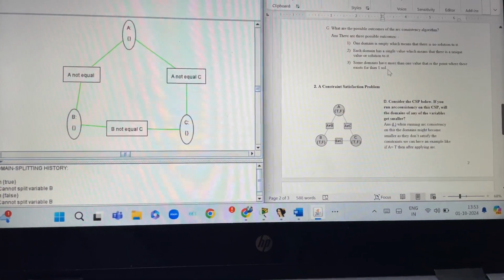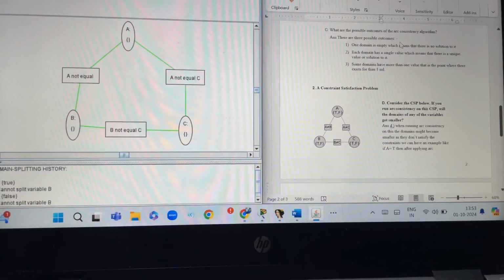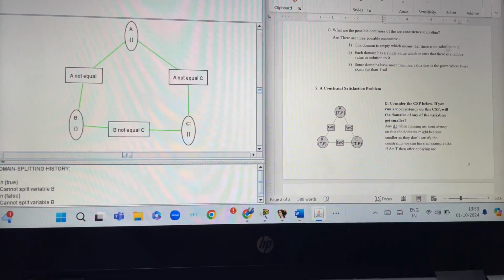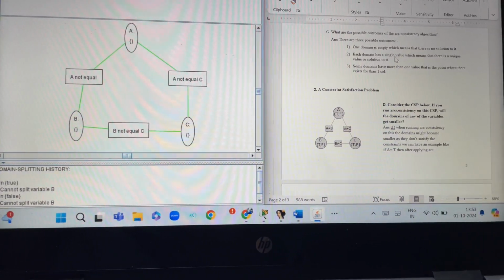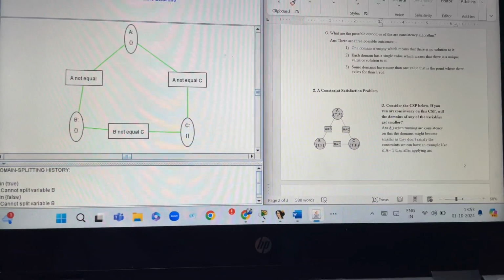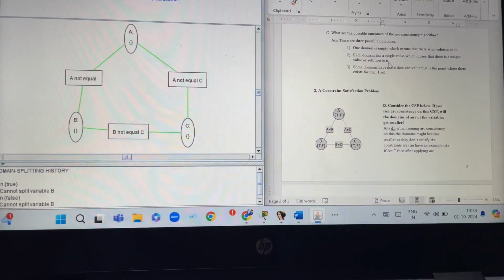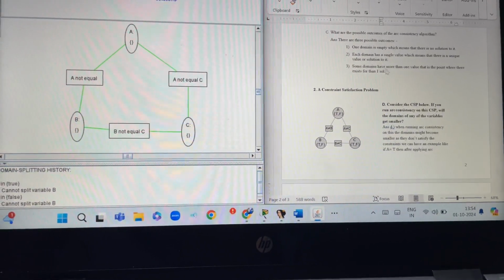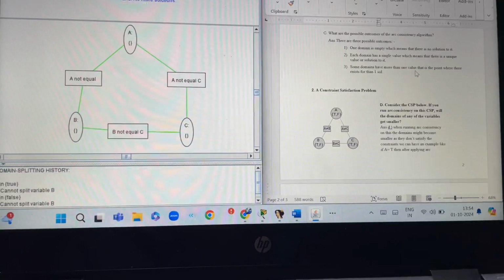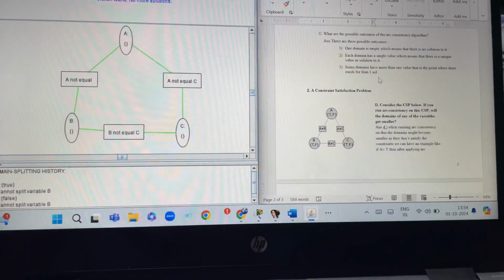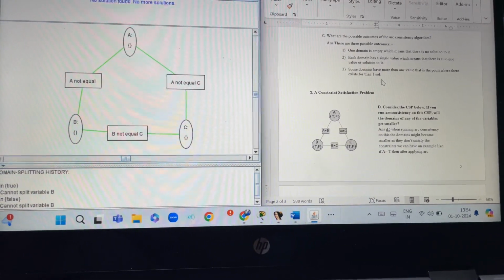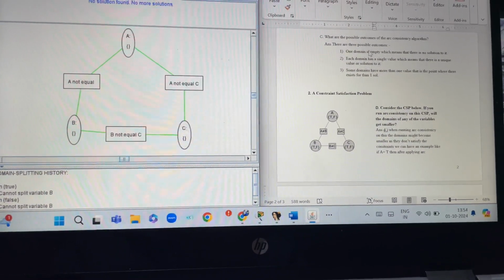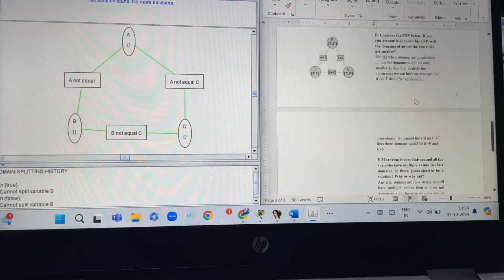So what are the possible outcomes of the arc consistency algorithm? One is that a domain is empty, which means there is no solution. Second, each domain has a single value, which means there is a unique solution. Third, some domains have more than one value. That is the point where there exists one solution or more than one solution, right? So: unique solution, no solution, and more than one solution.